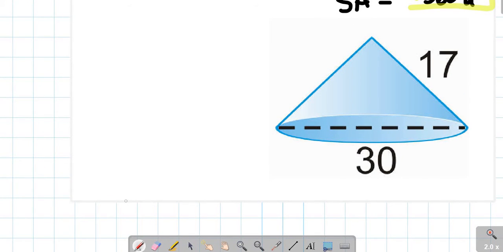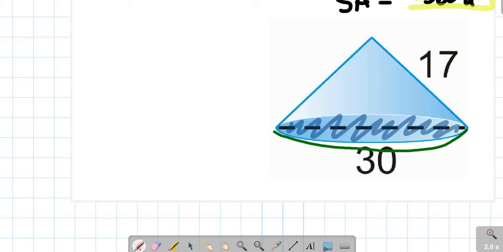Let's do this cone. Shade. I shade the base just lightly. Now I trace the perimeter of my base, which is circumference in this case. So now I find my perimeter, which in a circle means circumference. C equals d pi, and in this case, my circumference is simply going to be 30 pi.